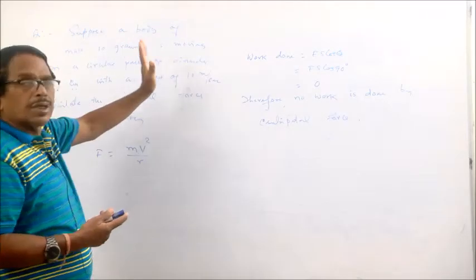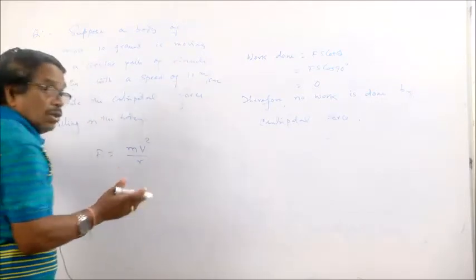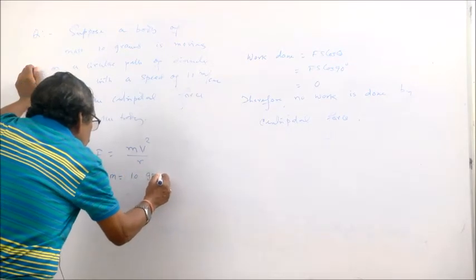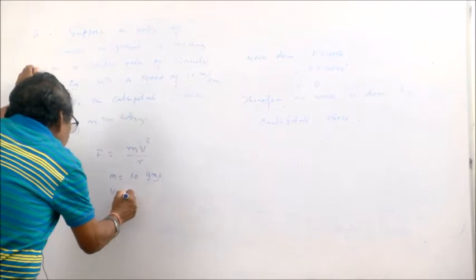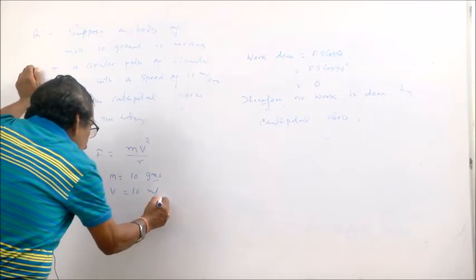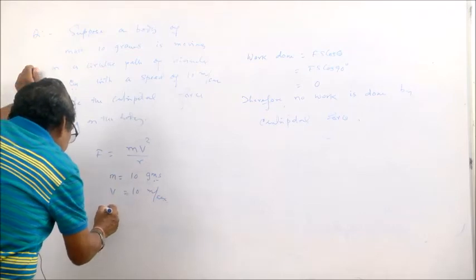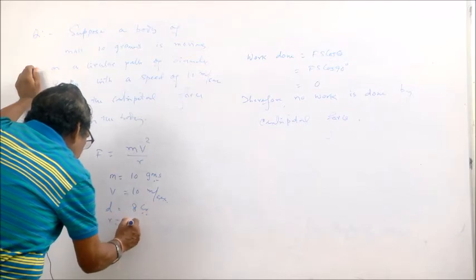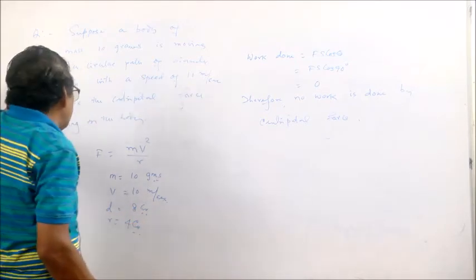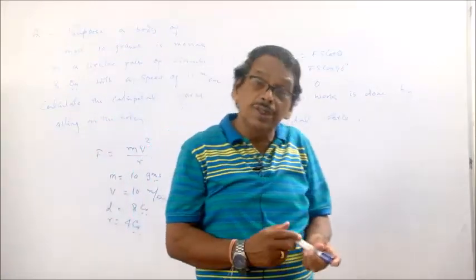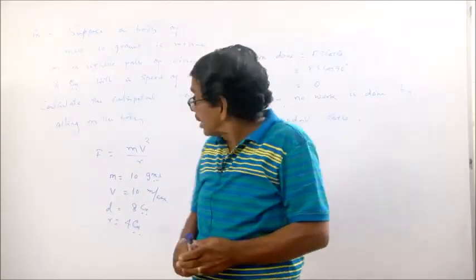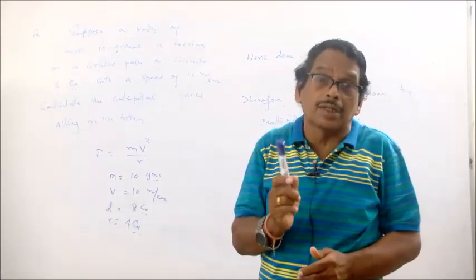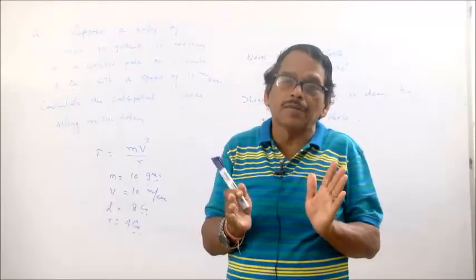We are provided with what? The mass of the body m is given. Data: m is equal to 10 grams. v is equal to 10 meters per second. Diameter D is 8 centimeter, so the radius is equal to 4 centimeter. So, m is given, v is given, r is given. All the things are given. So, you can calculate, but see whether all the things are given in the same system of units or not. That is the most important, a vital part of solving a problem.